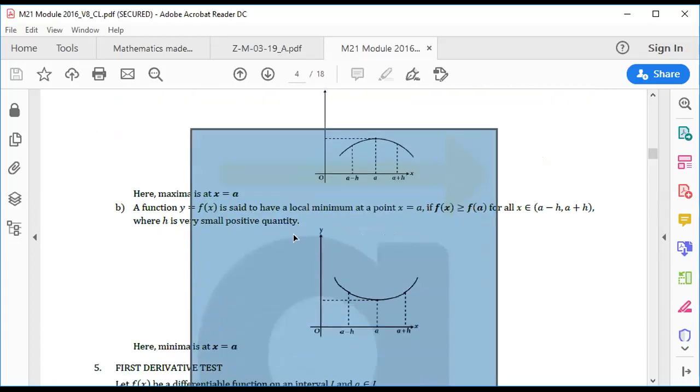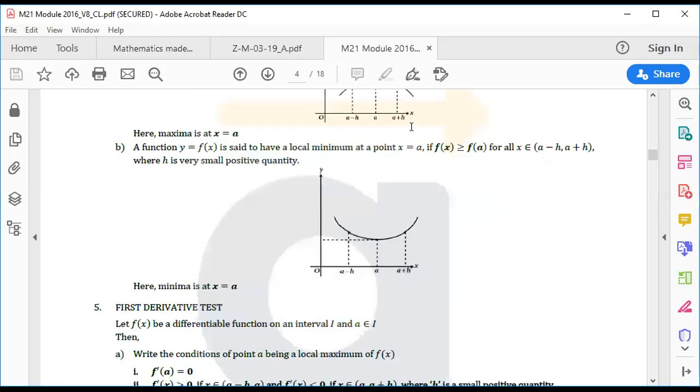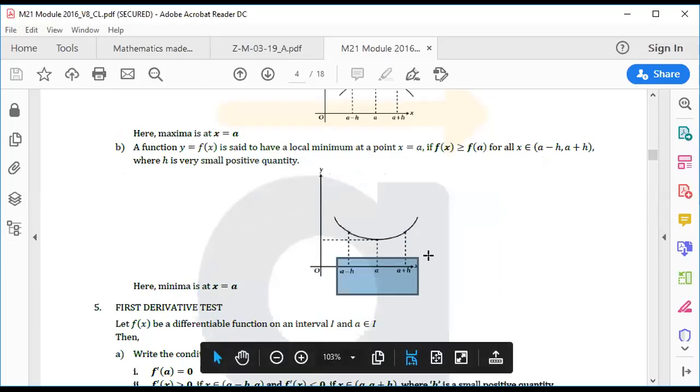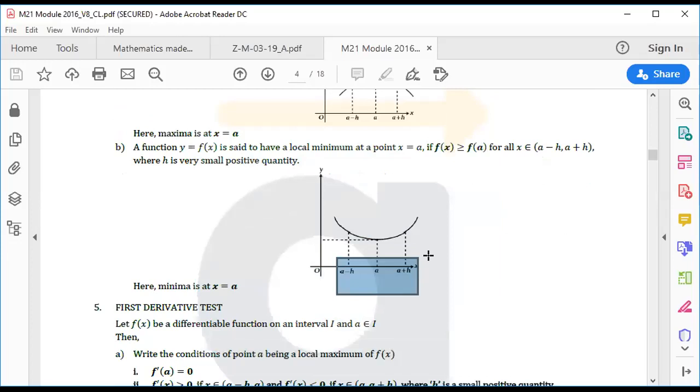And for local minima, same condition: your f of a should be less than or equal to all other f of x in the neighborhood of a. This is called neighborhood of a. On the left hand side you are going by h distance and on the right hand side you are going by h distance. So in its neighborhood of a, if your f of a is less than or equal to f of x, then your function is said to have local minimum.